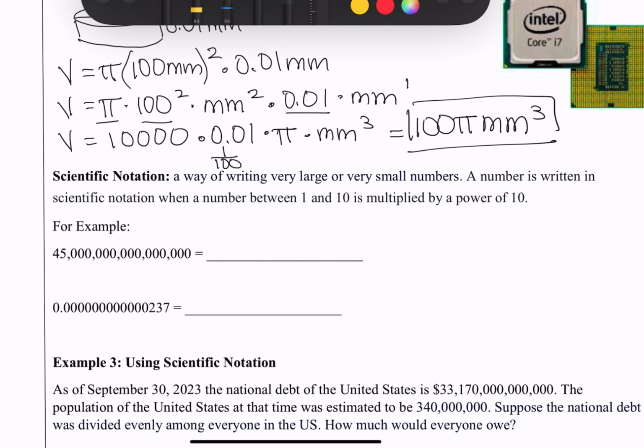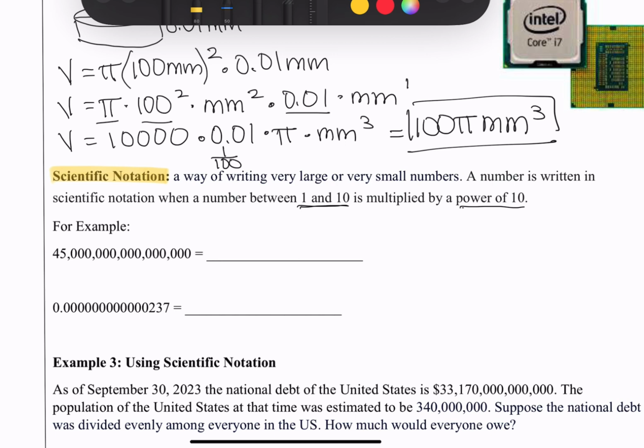All right, so scientific notation. You've learned about this in the past, and we're just going to go ahead and review it. It's a way of writing very large or very small numbers. A number is written in scientific notation when a number between 1 and 10 is multiplied by a power of 10. And you see this a lot in your calculators, and you get a little bit confused by this, so I'll review it in your calculator as well with you.